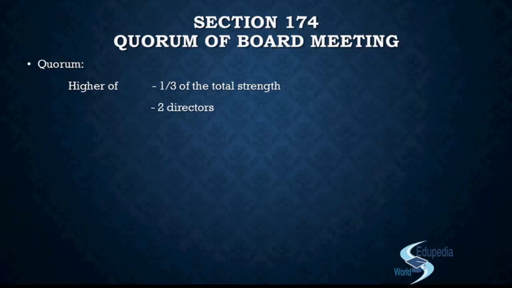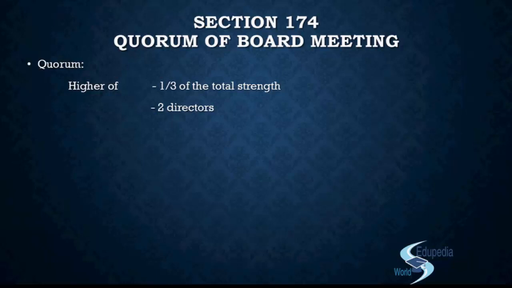So, what is the quorum? What is the minimum number of directors required? So, the quorum would be the higher of either 1/3 of the total strength or 2 directors, right? Whichever is higher. And any fraction contained in 1/3 would be rounded off to the nearest one. Sorry, should be rounded off as 1. That means it would be rounded up.